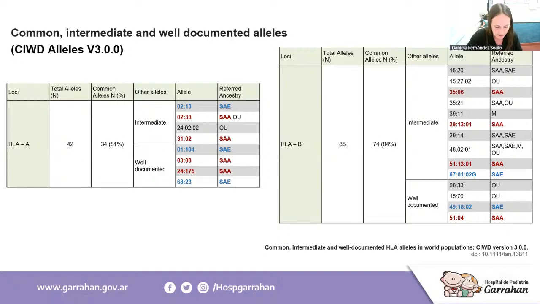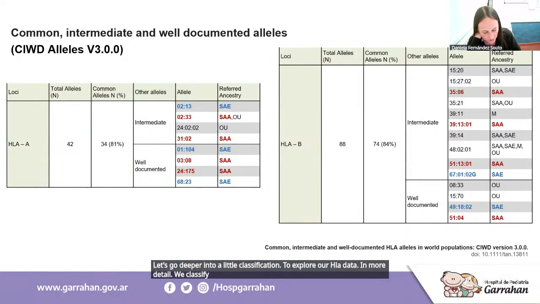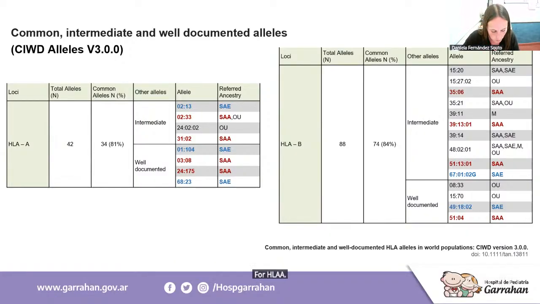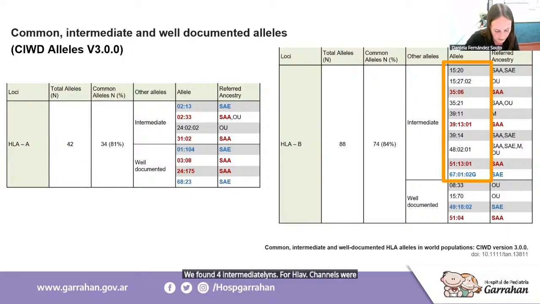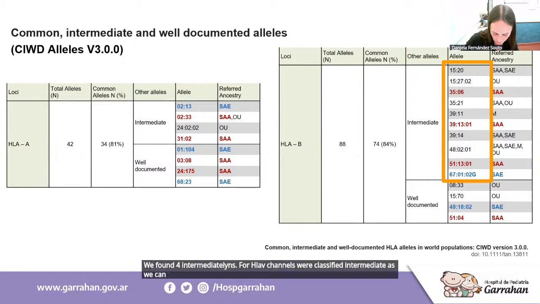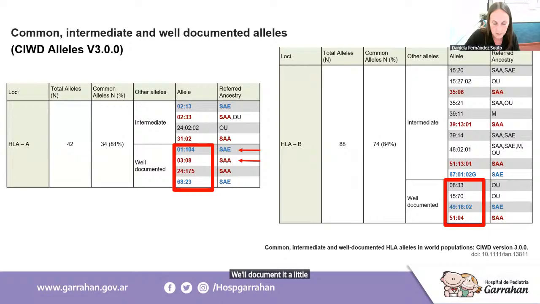Let's go deeper into allele classification. To explore our HLA data in more detail, we classified alleles according to the common, intermediate, and well-documented catalog. For HLA-A, most alleles were common. We found 4 intermediate alleles. For HLA-B, 10 alleles were classified as intermediate, as we can see in this part of the slide. Well-documented alleles were also observed across all loci.